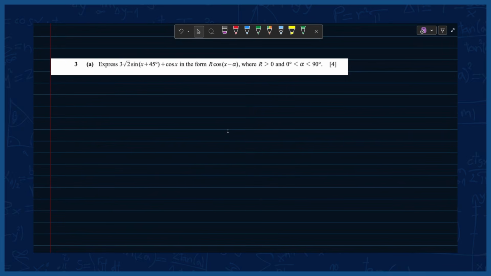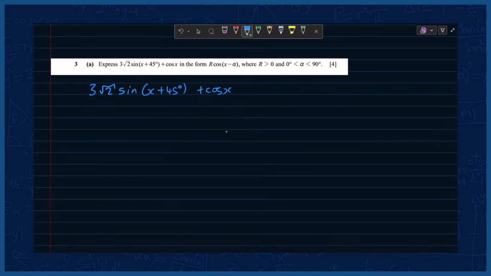Question number 3, part A. Express 3 root 2 sine of x plus 45 degrees plus cos x in the form r cos of x minus alpha, where r is greater than 0 and alpha is between 0 degrees and 90 degrees. So we have 3 root 2 sine of x plus 45 degrees plus cos x.